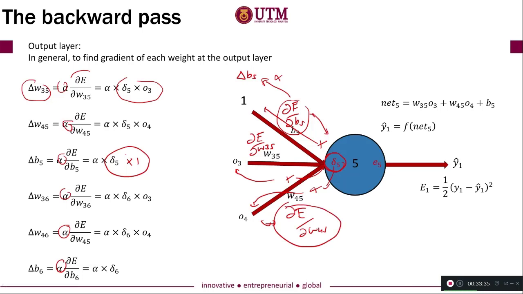That's why I introduced this delta 5, which is a local gradient. It's a local gradient inside this node, the local gradient of node 5. It's beneficial for you to generalize everything. It means that at node 5, to find del E over del B5, you just multiply this one with this one. To find this one, multiply this one with this one. So then you get everything there.